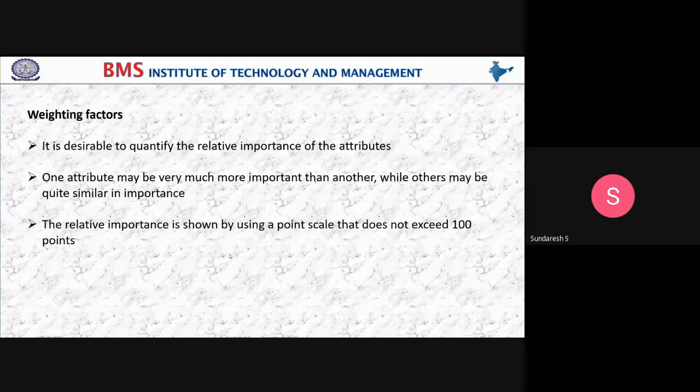When we solve a problem on weighting factors or the weighted properties method, you will understand how to solve this. Okay.